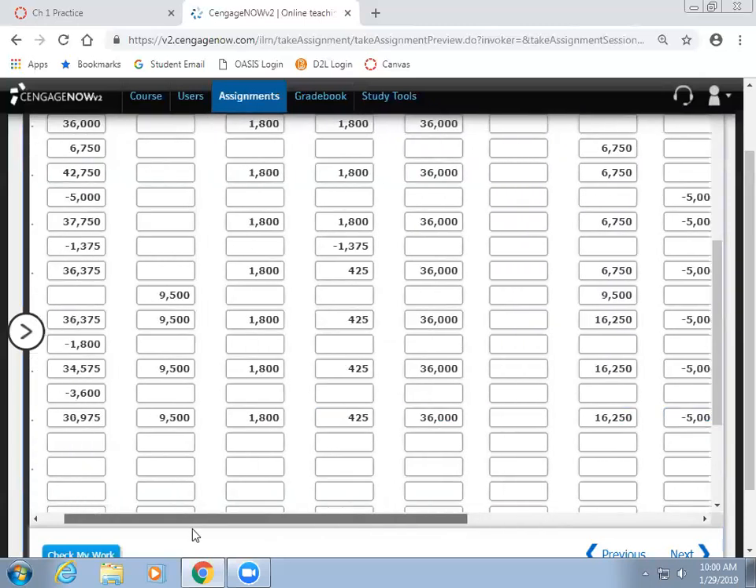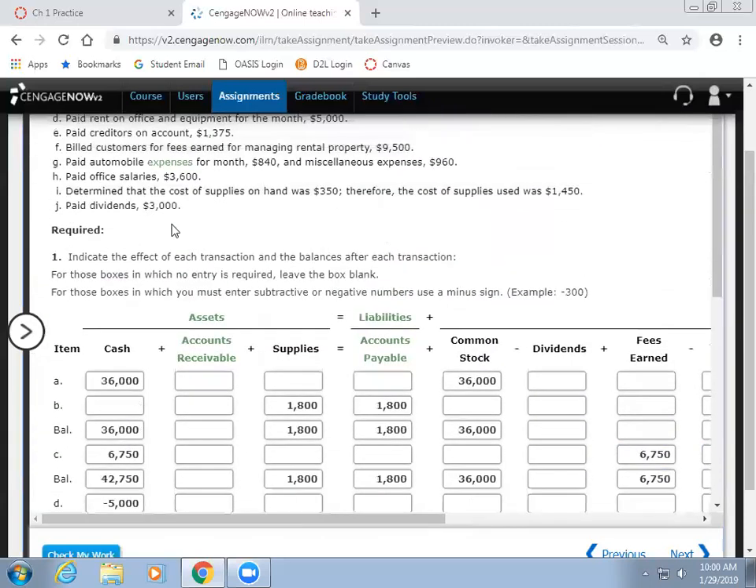Okay, now we're ready for I. This one's a little tricky. We determined that the cost of supplies on hand was $350. Therefore, the cost of supplies used during the month was $1,450. So what that means is, we purchased $1,800 worth of supplies. And as we go through the month, we're consuming those supplies. When we first logged them, we logged them as an asset because they are of worth to our company. They help us earn revenues.